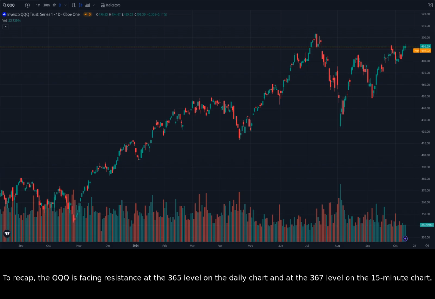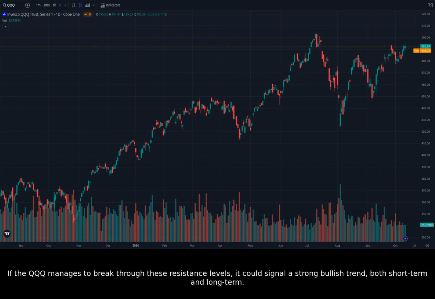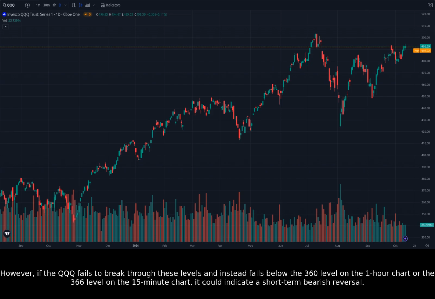To recap, the QQQ is facing resistance at the 365 level on the daily chart and at the 367 level on the 15-minute chart. If the QQQ manages to break through these resistance levels, it could signal a strong bullish trend, both short-term and long-term. However, if the QQQ fails to break through these levels and instead falls below the 360 level on the 1-hour chart or the 366 level on the 15-minute chart, it could indicate a short-term bearish reversal.